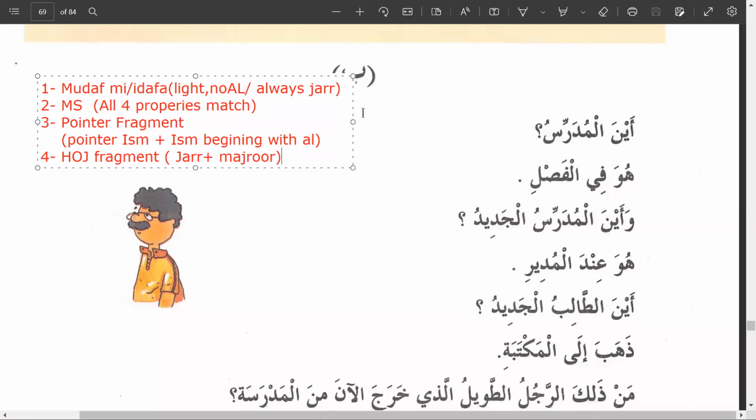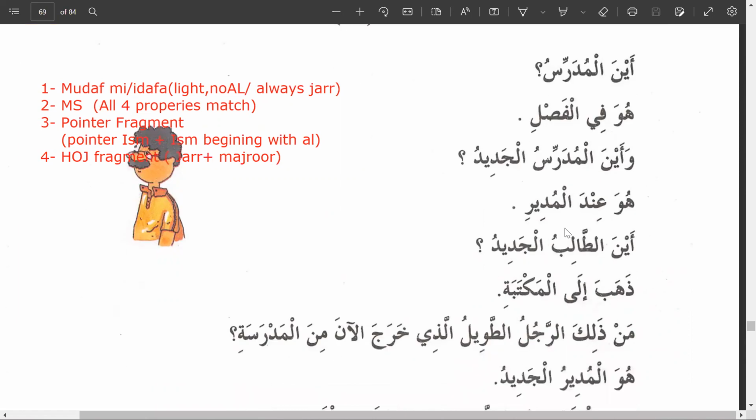Take a picture. As we go through the second part of this lesson, you are going to tell me in every sentence which fragment you see, which fragment you find. And in this part of lesson 9, we are going to learn a new topic also.